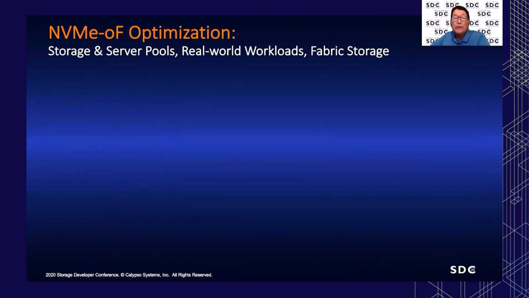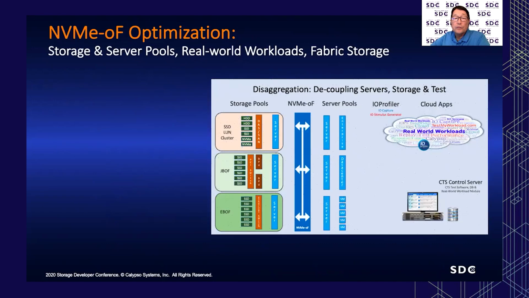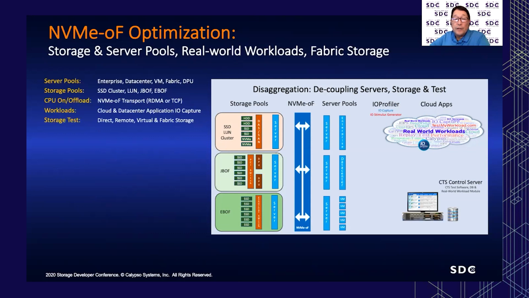So, when we talk about NVMe optimization, we're looking at storage and server pools, real-world workloads, and Fabric storage. The server pools consist of enterprise, data center, VM, Fabric, and data processor units, with storage pools illustrated on the left, such as SSD clusters, just a bunch of flash, and Ethernet bunch of flash. CPU onload, offload is present with RDMA or TCP transport, and the workloads can be synthetic or real world from cloud and data center application IO captures. The storage tests we use can be done to direct, remote, virtual, and Fabric storage.